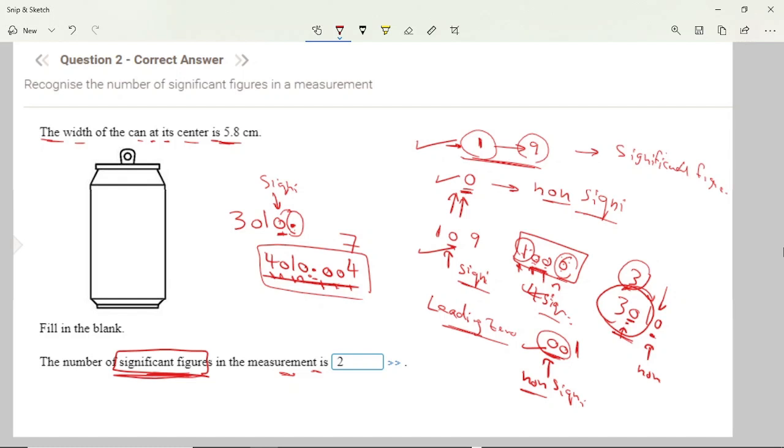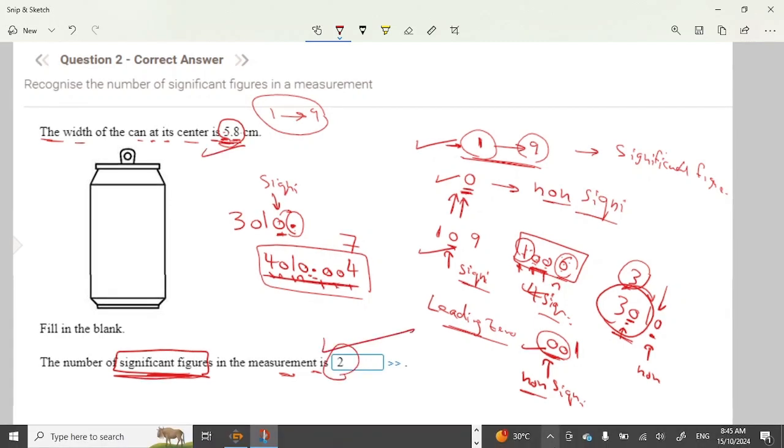So let's find the answer now. The width of the can, the number of significant figures in the measurement: how many digits do I have here? I have 2 digits, right? And these 2 digits are from 1 to 9. So that means I have 2 significant figures. So 2 is the right answer.